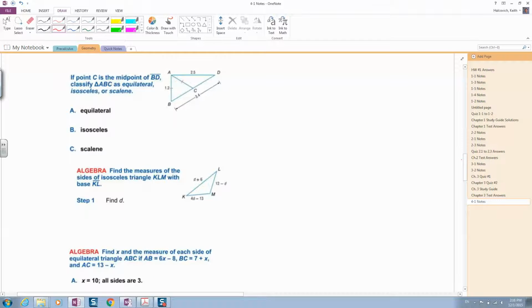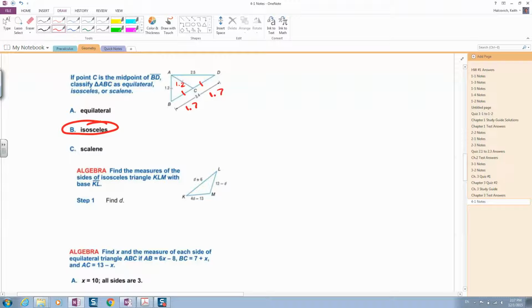All right, so here, if point C is the midpoint of BD, that means these two are the same. That means it's 1.7 and 1.7. And this is 1.2 here. So it says classify ABC as equilateral, isosceles, or scalene. Well, two sides are congruent, but the third one is not. So that means it's isosceles.